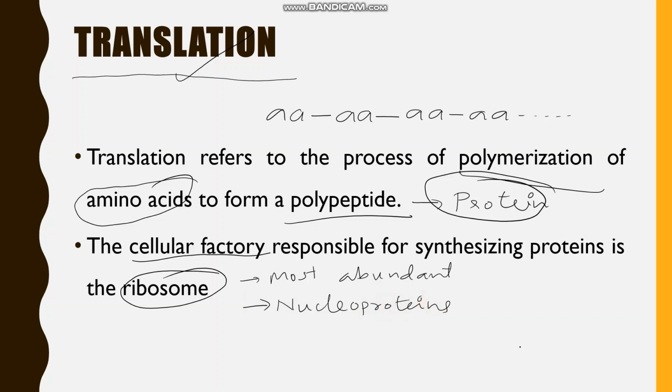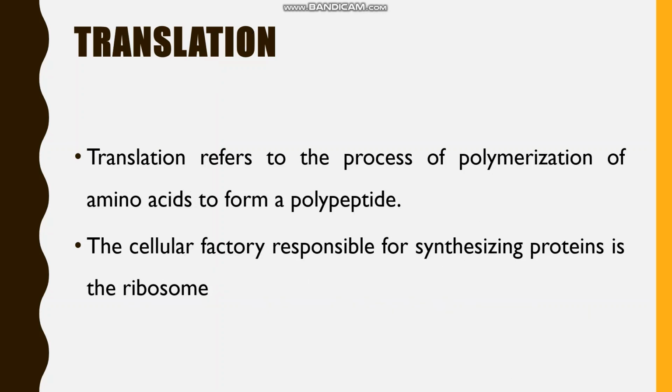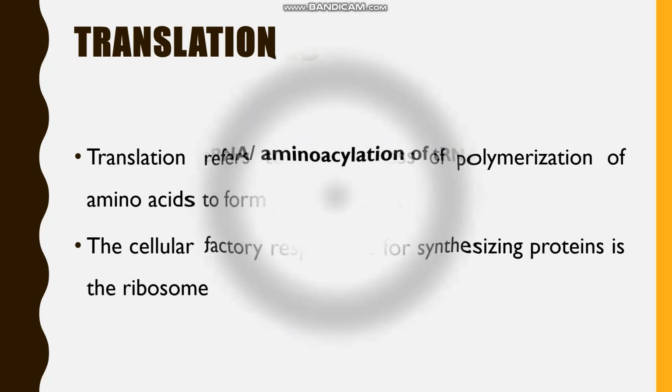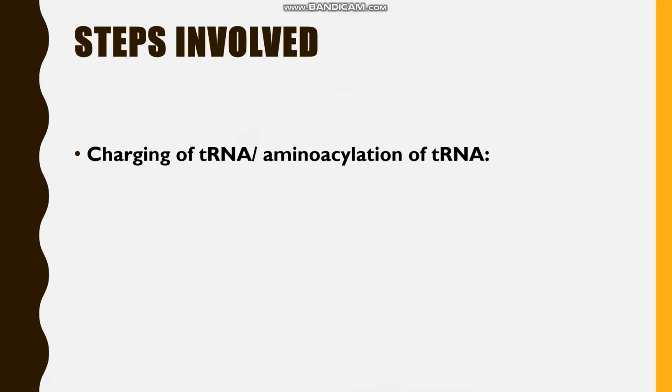The ribosomes are made up of two subunits. This is the smaller subunit and this is the larger subunit. So this is the definition of translation. Now let us move to the next important part of this topic, that is the steps involved in translation. Actually, four important steps are involved in translation.